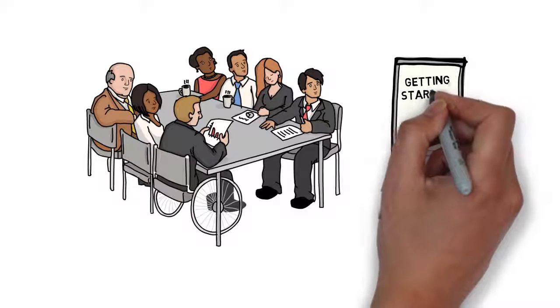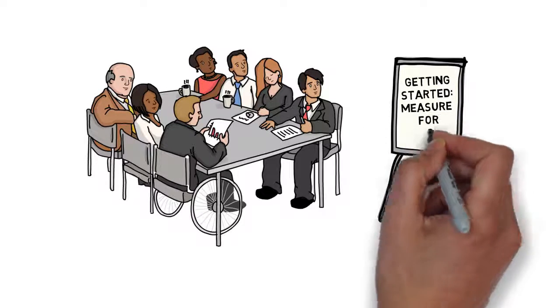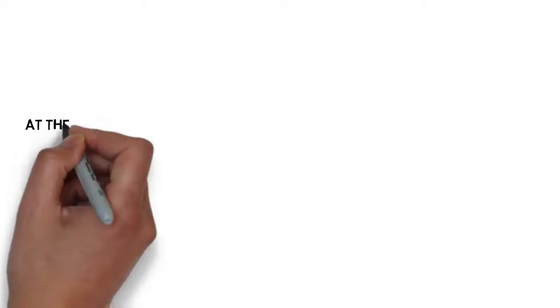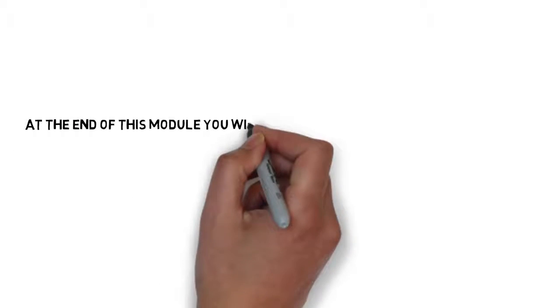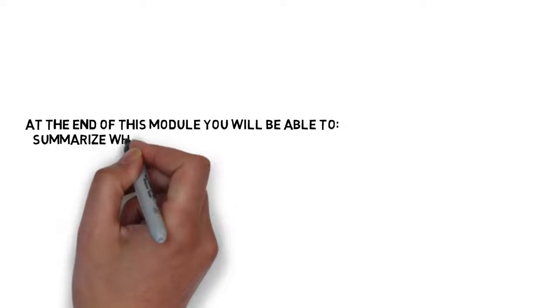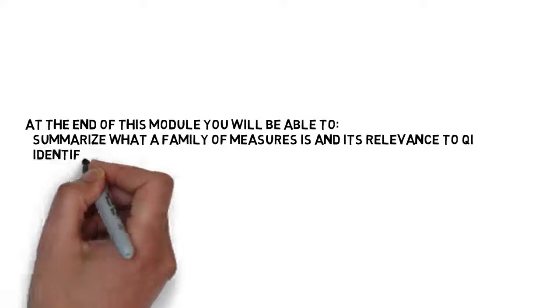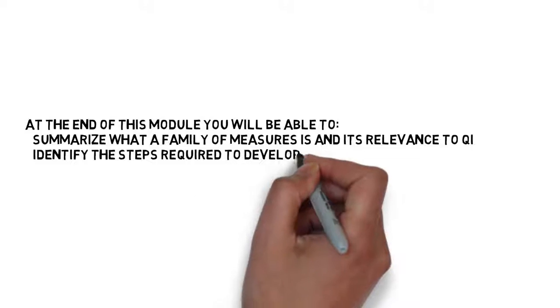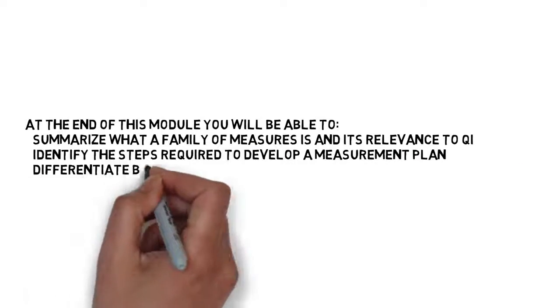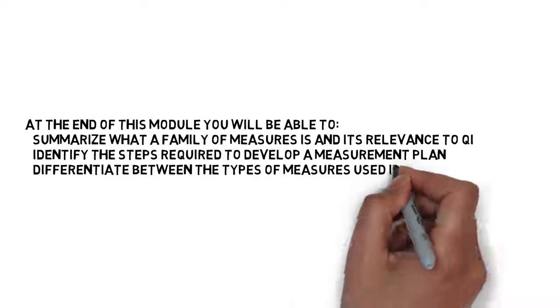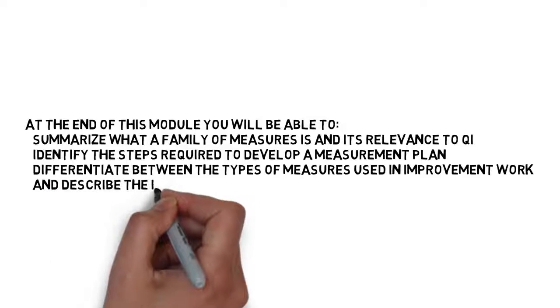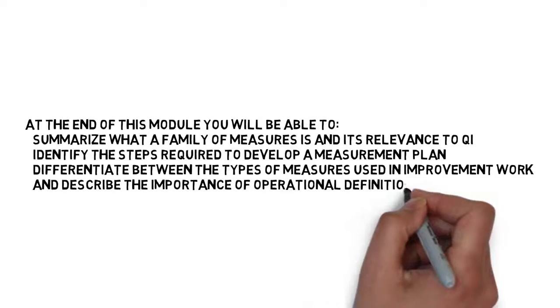This module provides information on getting started with measurement for QI. At the end of this module, you will be able to summarize what a family of measures is and its relevance to QI, identify the steps required to develop a measurement plan, differentiate between the types of measures used in improvement work, and describe the importance of operational definitions.